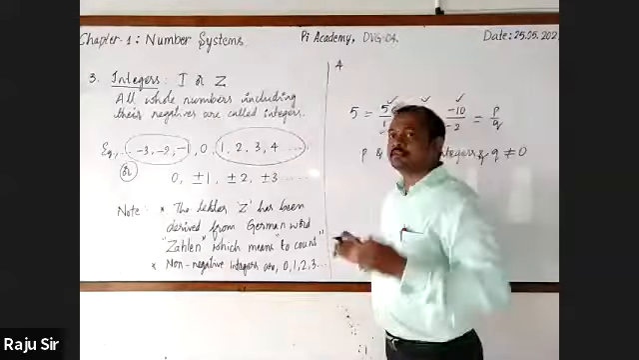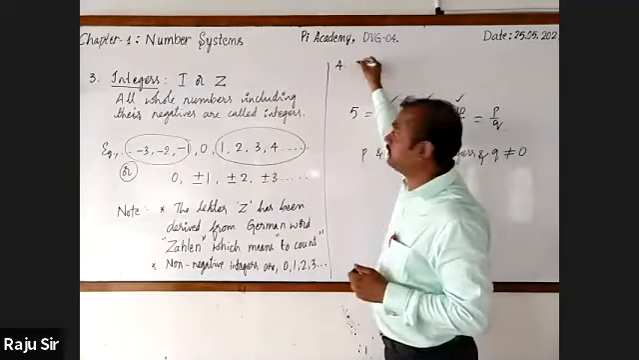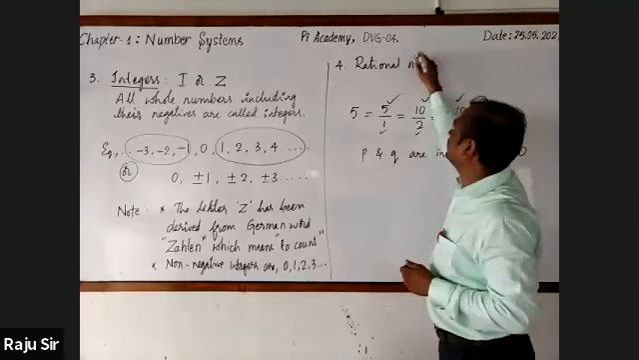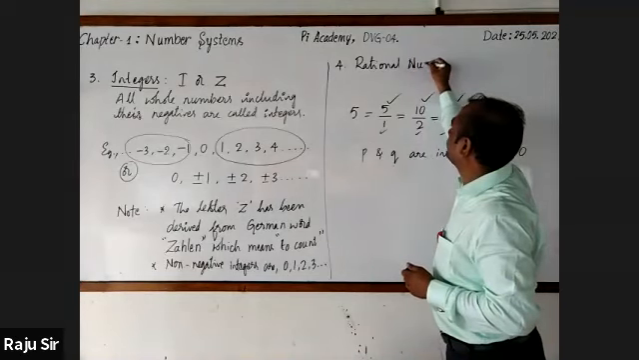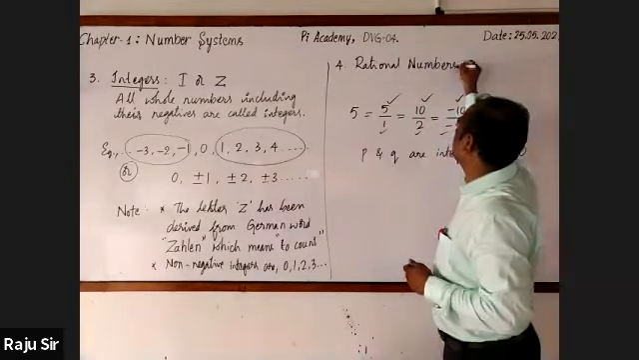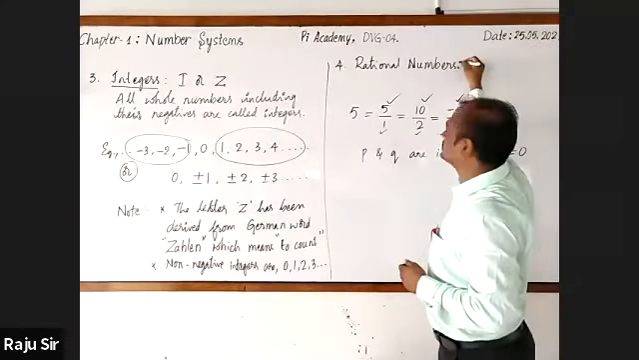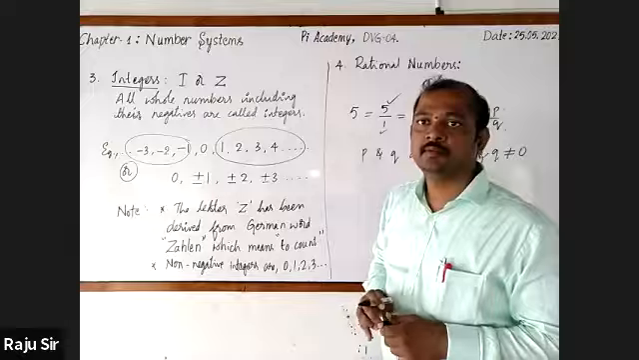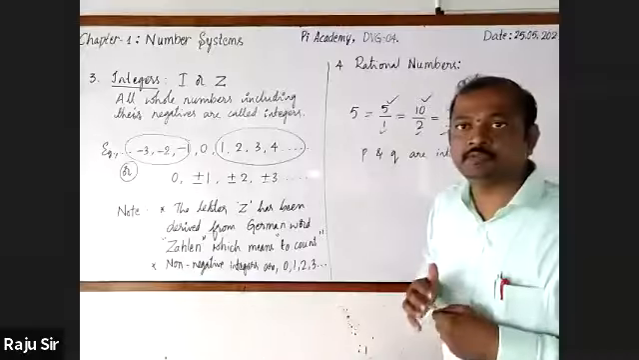Please write the side heading. Fourth one, it is rational number. Don't write the definition; afterwards, I'll give you. Rational number. Written up? Yes, sir.